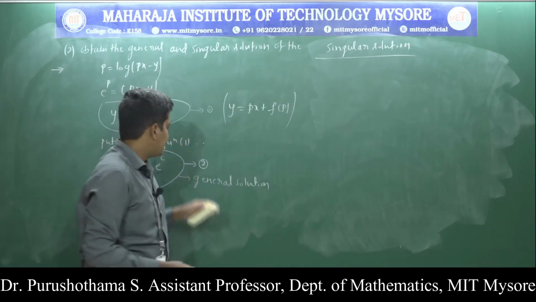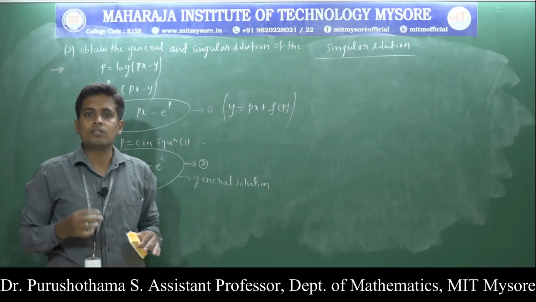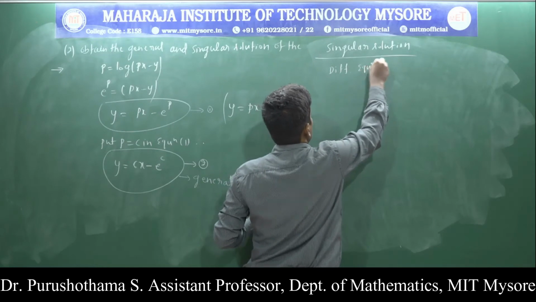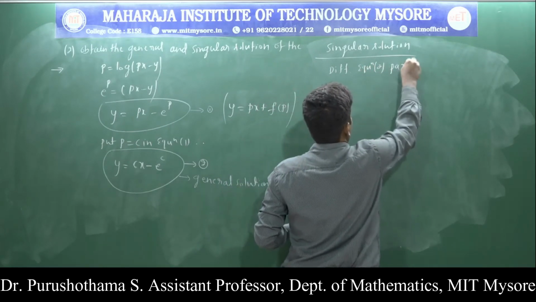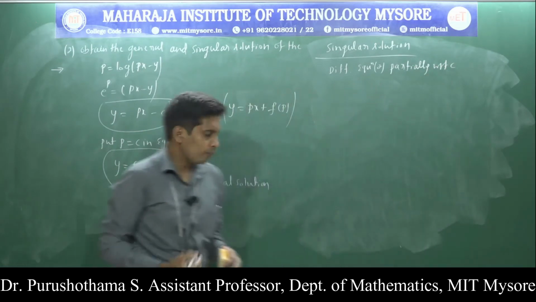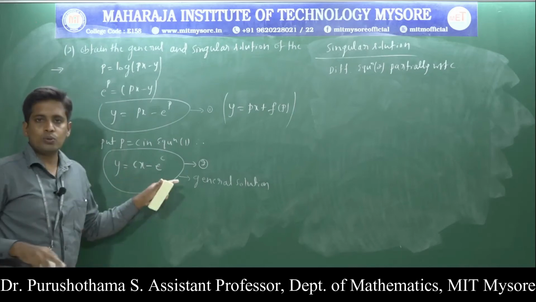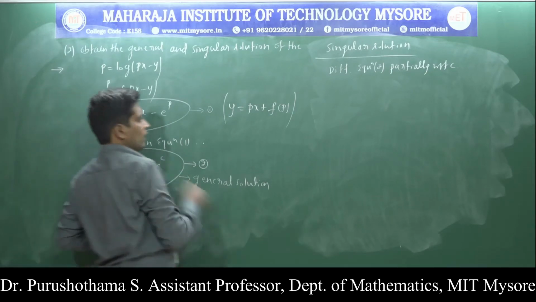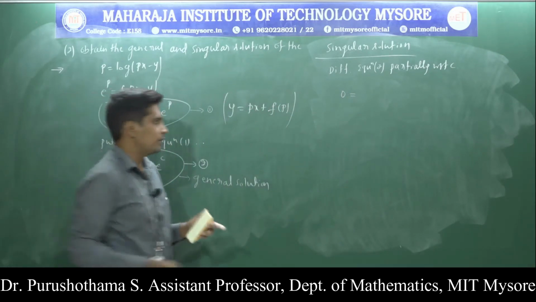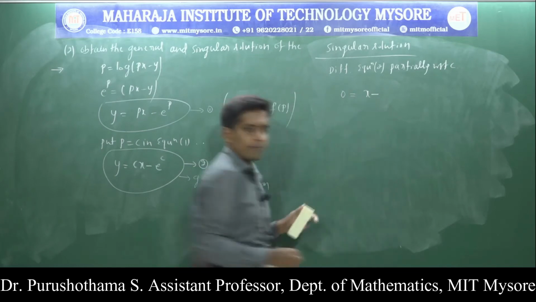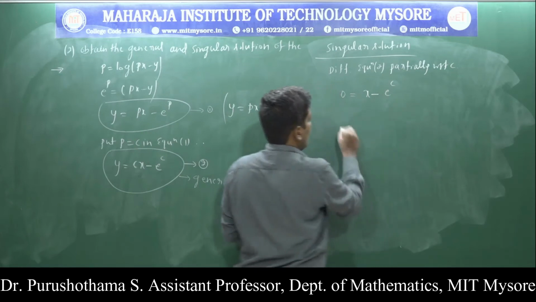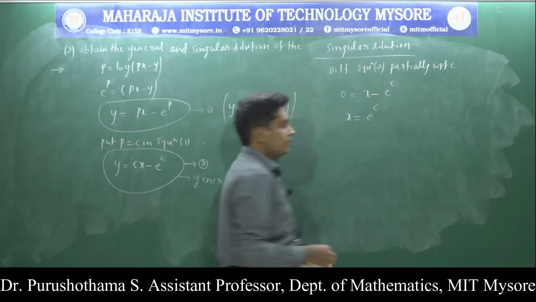Singular solution. Differentiate equation 2 partially with respect to c. Therefore, the derivative of equation 2 with respect to c gives: derivative of y with respect to c is equal to 0, and the derivative of c into x is x, minus the derivative of e power c with respect to c, which is e power c, or x is equal to e power c.